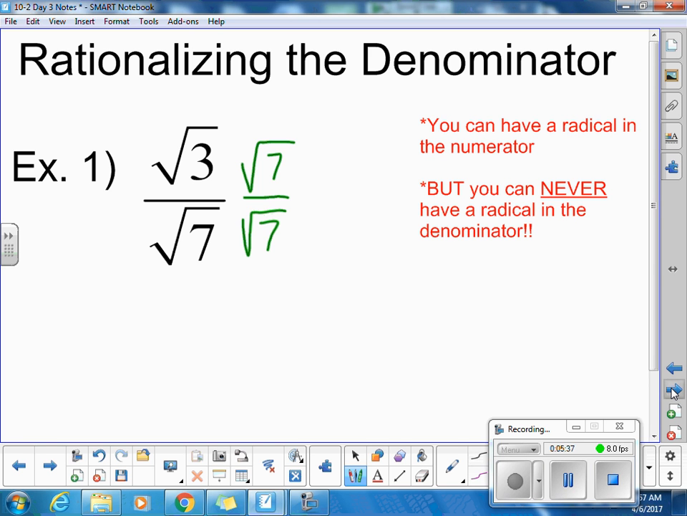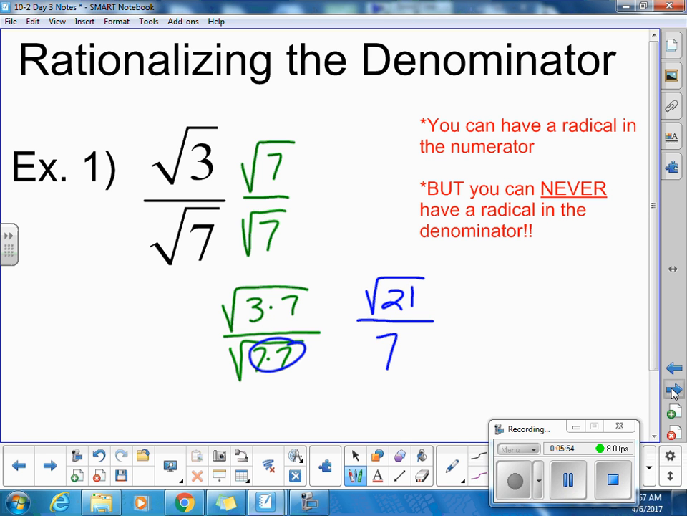But now I have square root of 3 times 7 in the top and square root of 7 times 7 in the bottom. I have my pair. One can come out in the bottom, so I just have a 7. In the top, I can't do anything with that 7 and the 3, so I just put them back together as the square root of 21 over 7. Not the square root of 7, but just 7.